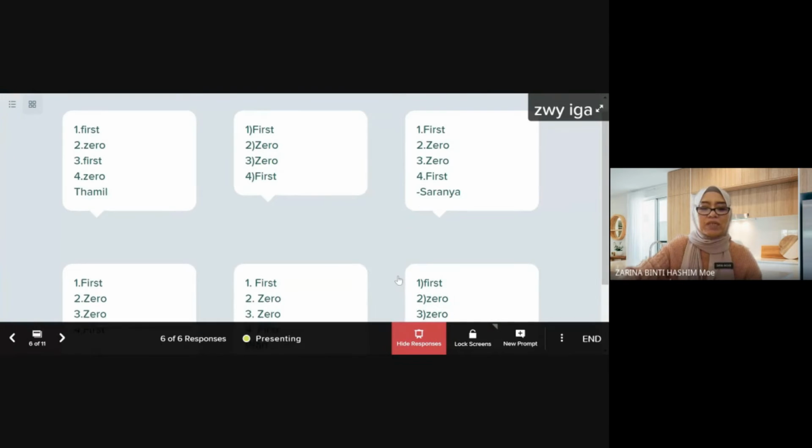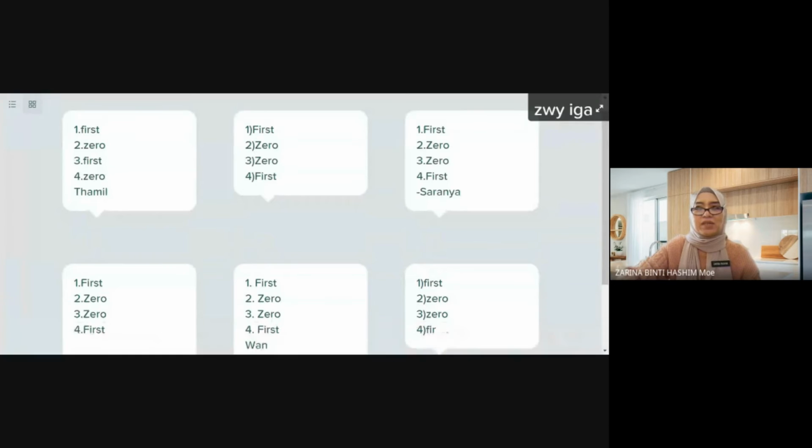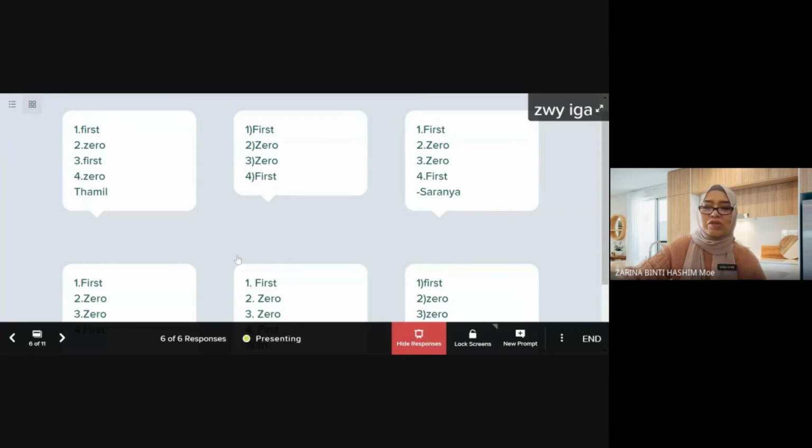Okay, number one is first. Okay, give yourself a tick. I think you can tick. If you can find a symbol for you to tick, you can do that. Okay, I'm not sure. I saw, I think, one of the students from 5 classes, they put a tick at the end of the answer.